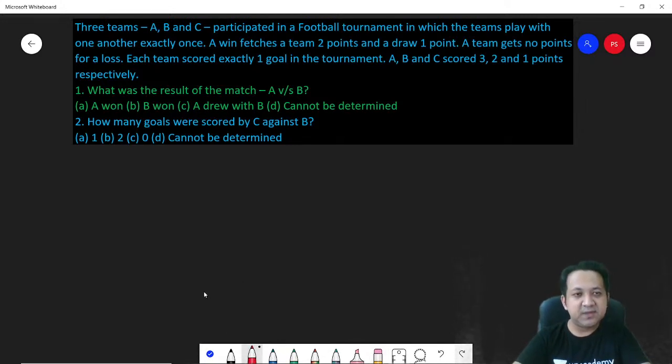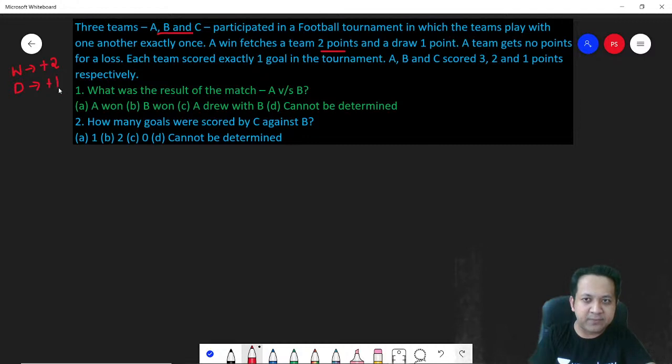Okay, let's take this. 3 teams, A, B, and C, participated in a football tournament in which the teams play with one another exactly once. So there are 3 teams, and they are playing against each other exactly once. A win fetches a team 2 points. So let's note down the data. Win plus 2. And a draw 1 point. So if it ends in a draw, you will get 1 point. A team gets no points for a loss. So if it is a loss, 0 points.